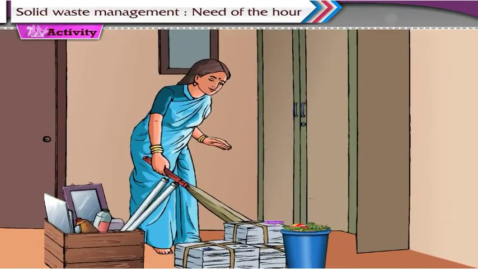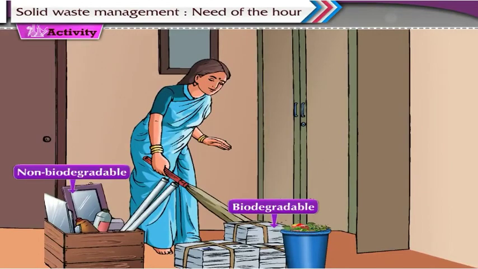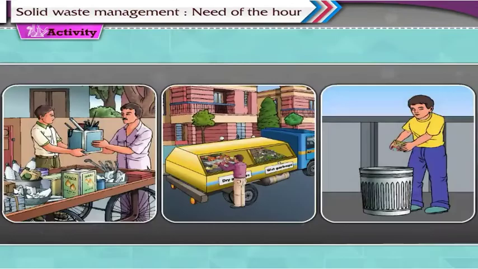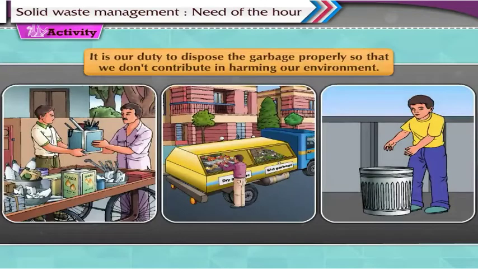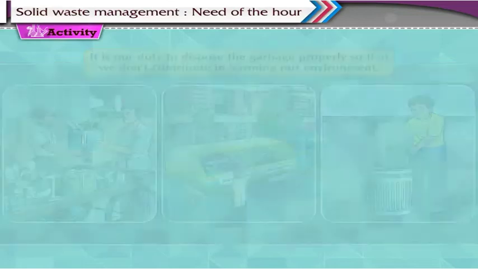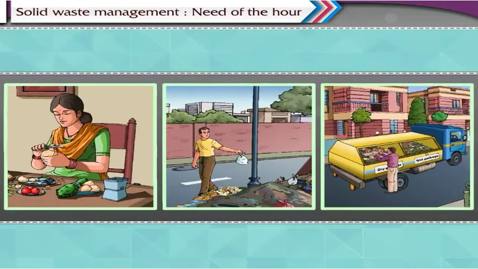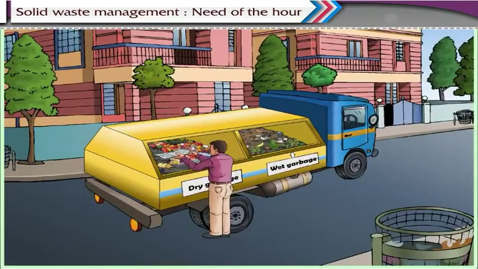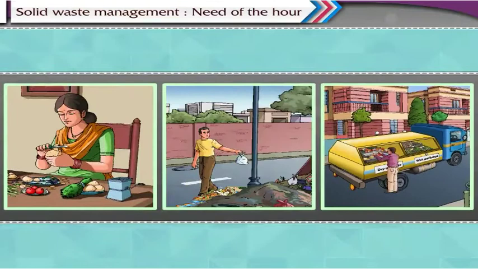Some of this garbage is biodegradable and some of it is non-biodegradable. Our daily activities and habits lead to this accumulation of garbage. Therefore, it is our duty to dispose this garbage properly so that we don't contribute in harming our environment. Come, after studying about how solid waste is generated, accumulated, and can be disposed of in general, let us now study about solid wastes in detail.